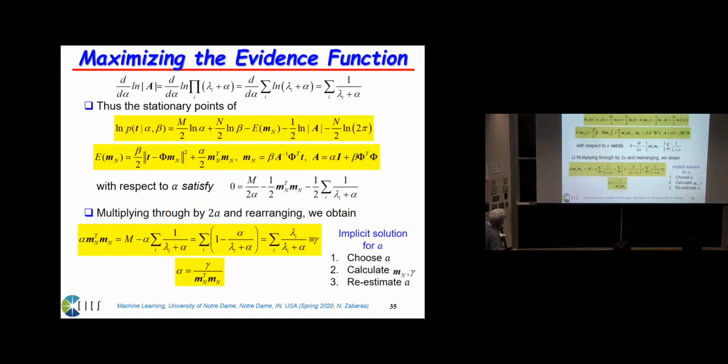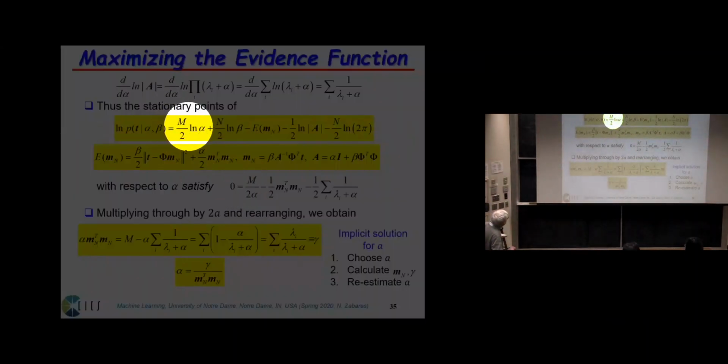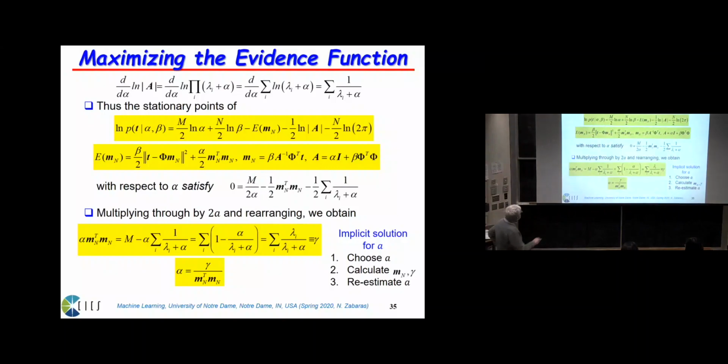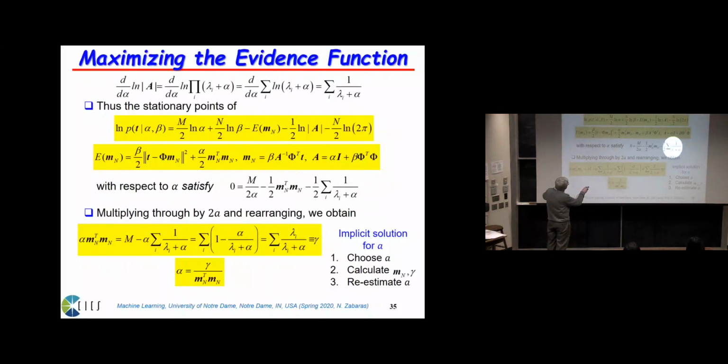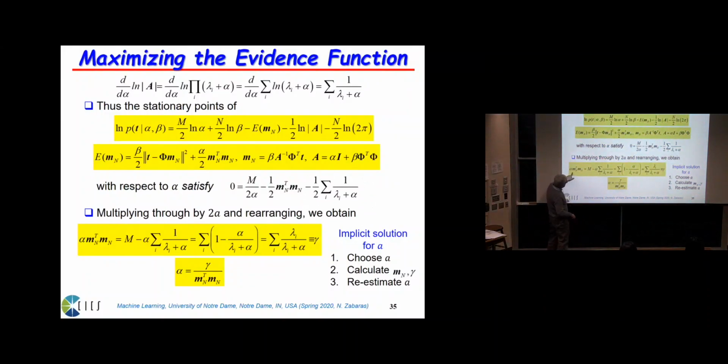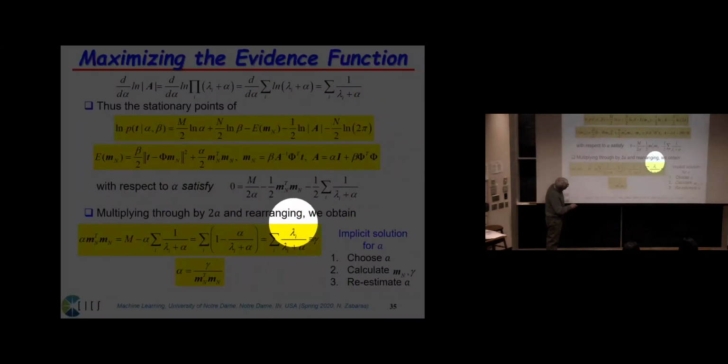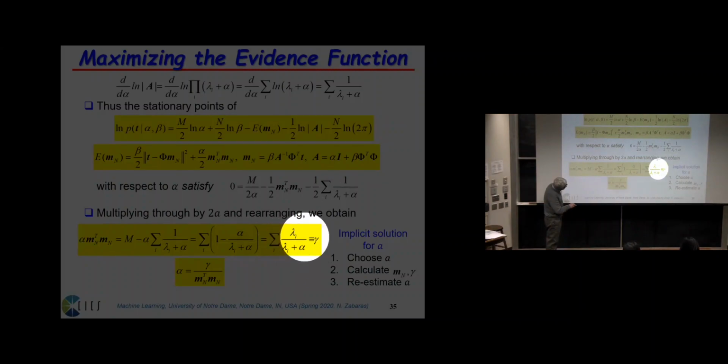The rest are rather easy. Alpha appears in the first term, so you're going to get M over 2 alpha from it. Then alpha also comes in the error function, so you're going to get 1/2 m transpose m. And then, of course, we had the log of the determinant. If you set the derivative with respect to alpha equal to 0 and rearrange things, you get a wonderful equation: alpha times m transpose m, where m is the mean or the MAP estimate of the posterior, equals the summation of lambda i divided by lambda i plus alpha, and I call this gamma.